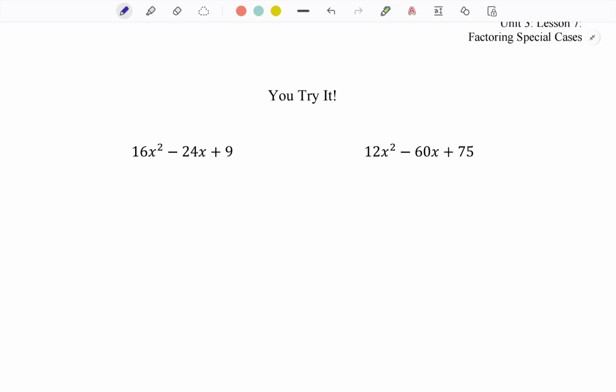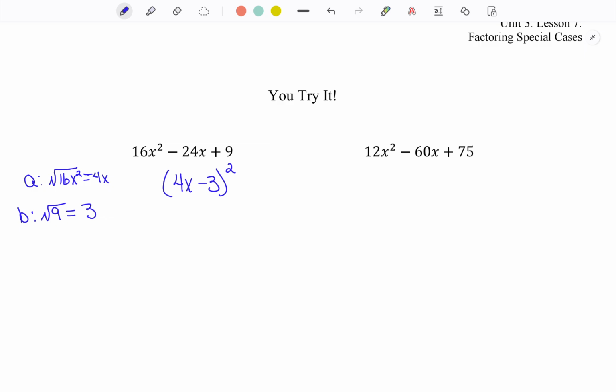So for this first problem, a is going to be the square root of 16x squared, which is 4x. And then b is the square root of 9, which is 3. So we are going to have 4x minus 3 squared.